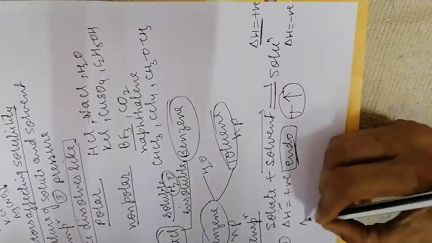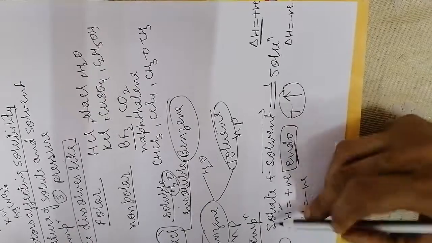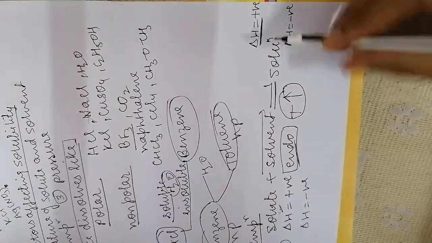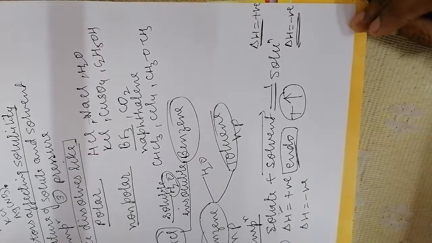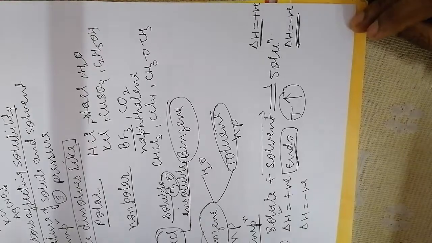Suppose the process is exothermic. This dissolution reaction is exothermic. Delta H is negative. Then if we increase the temperature, solubility decreases.